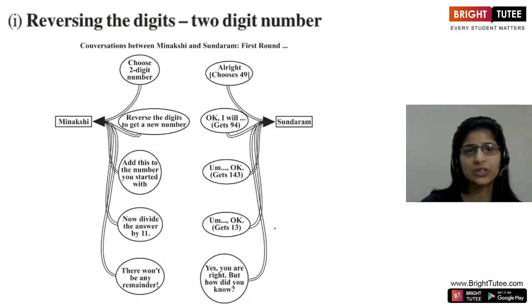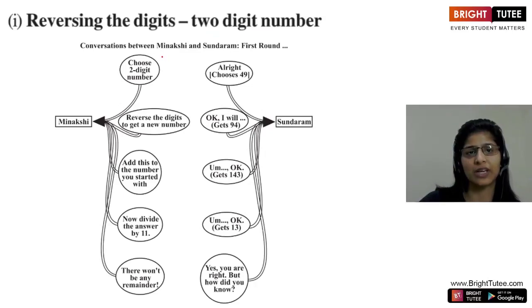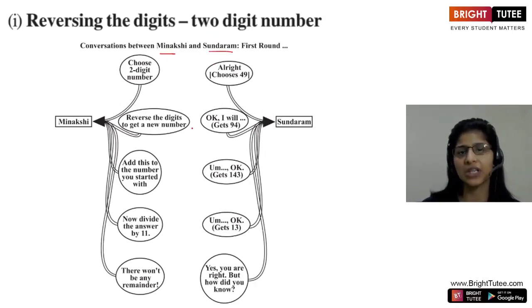The first thing that we are going to do is reversing the digits. The first one is reversing the digits, and we are going to do it with a 2-digit number. Suppose there are two students, one is Meenakshi and another one is Sundaram. This is the first round that they are playing. First of all, Meenakshi asks Sundaram to choose a 2-digit number, right? And Sundaram has chosen 49 as the number.